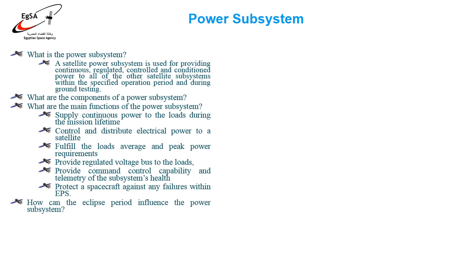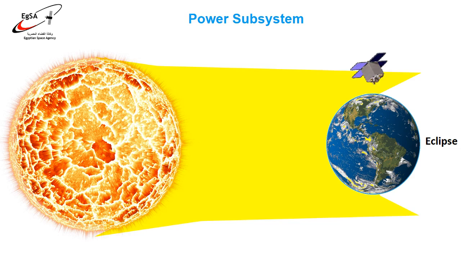How can an eclipse influence the power subsystem? The orbit of a satellite consists of a shadow period and an illumination period. The shadow period is about a third of the orbital period. During an illumination period, the energy sources are used, while in a shadow period, the stored energy is used. Chemical batteries are used as an energy source.